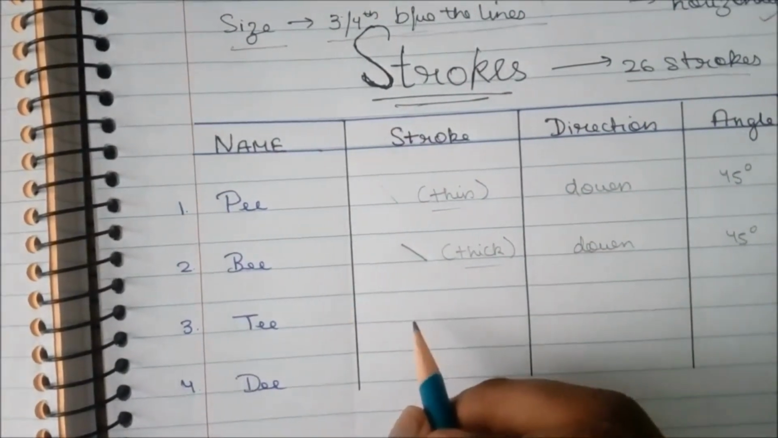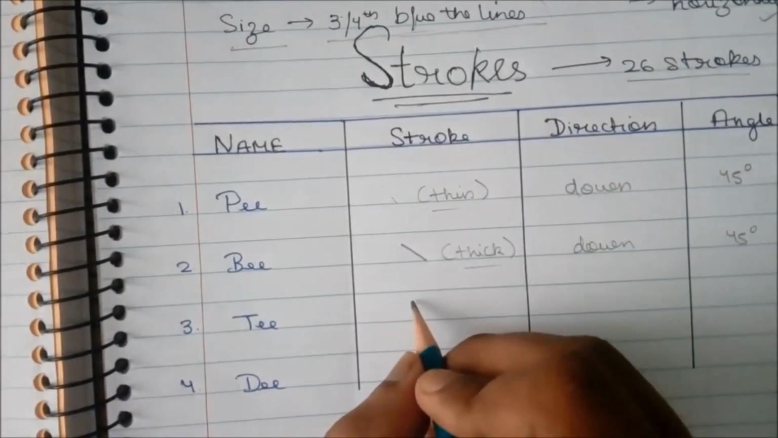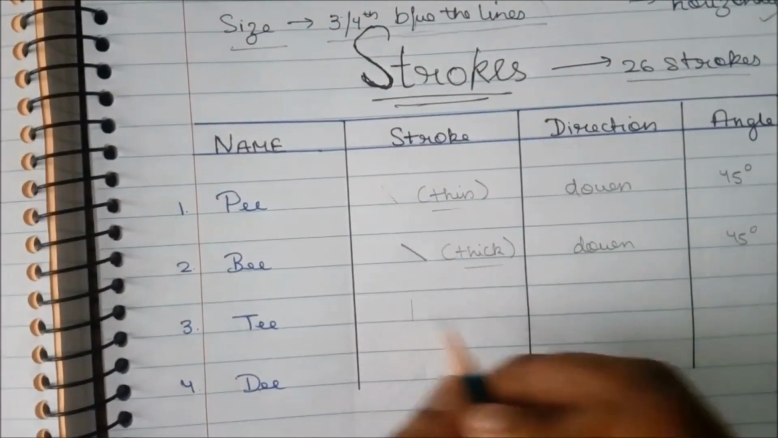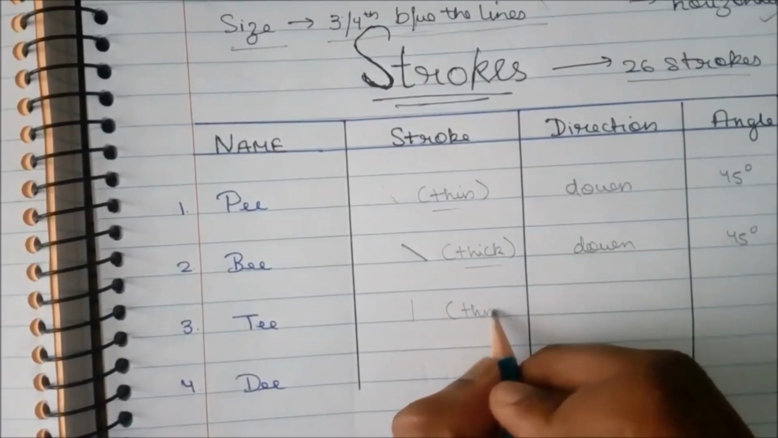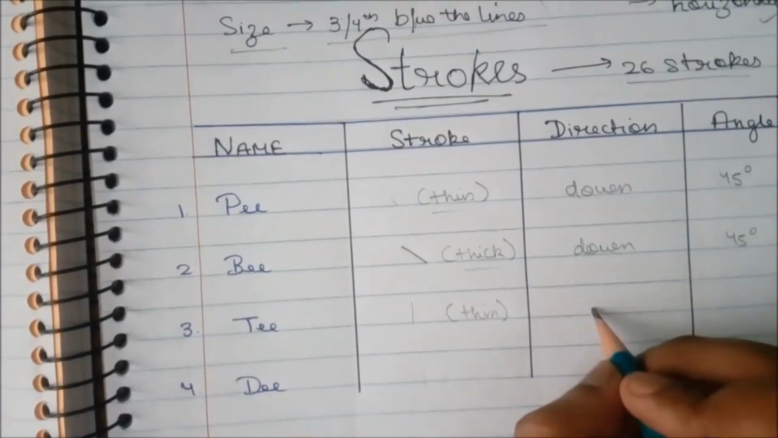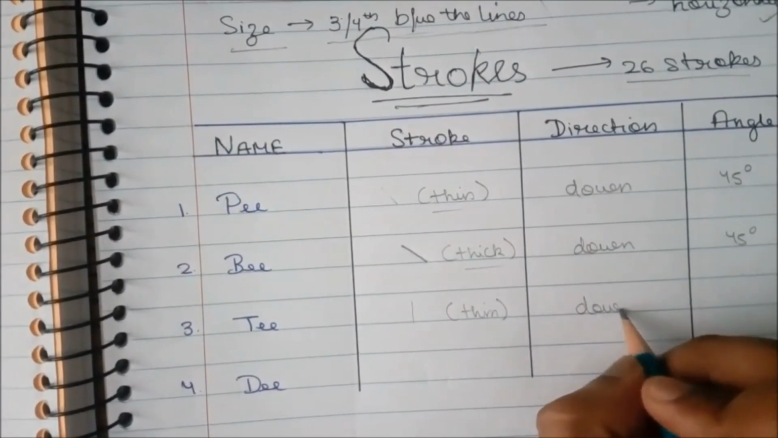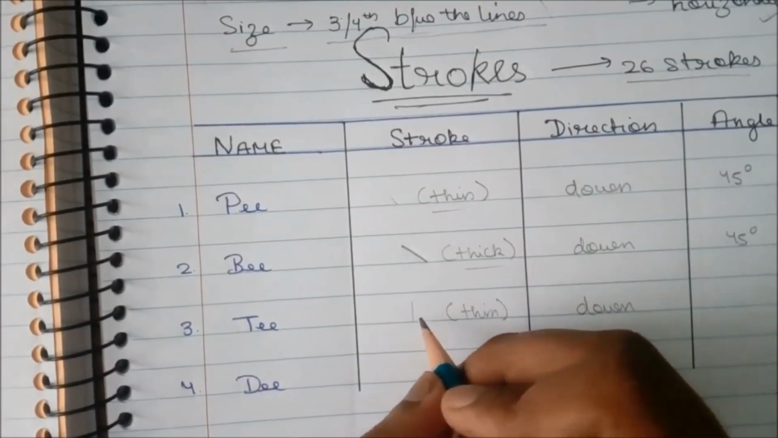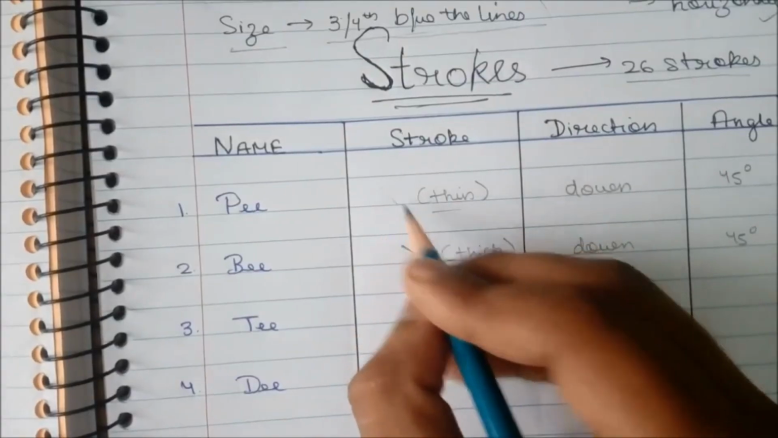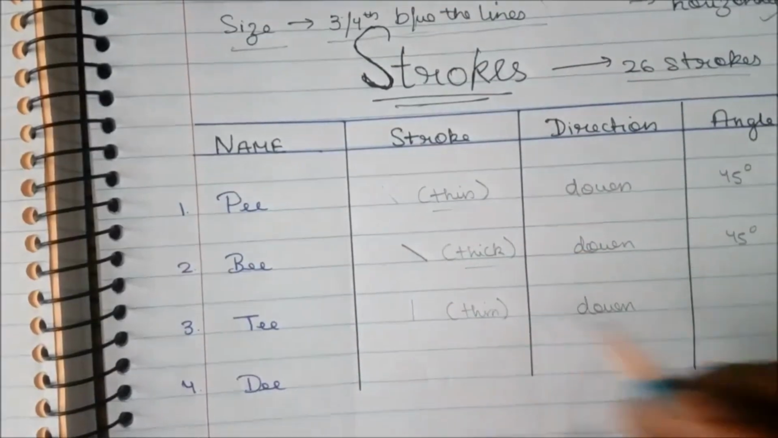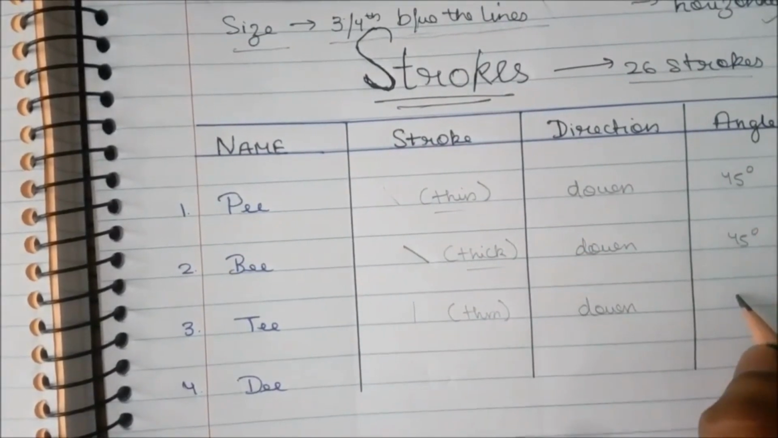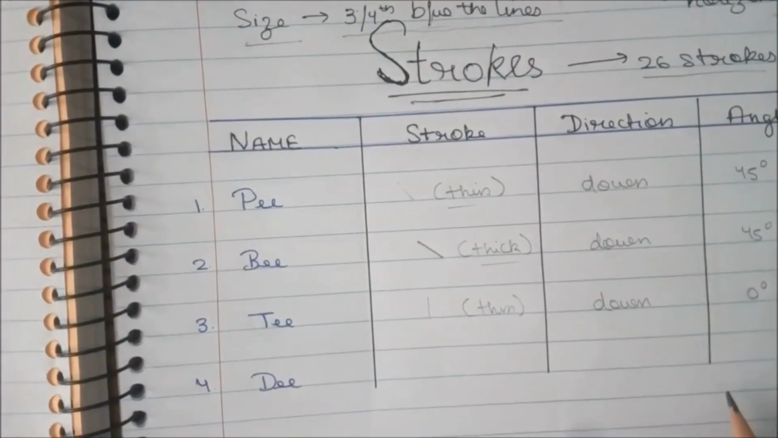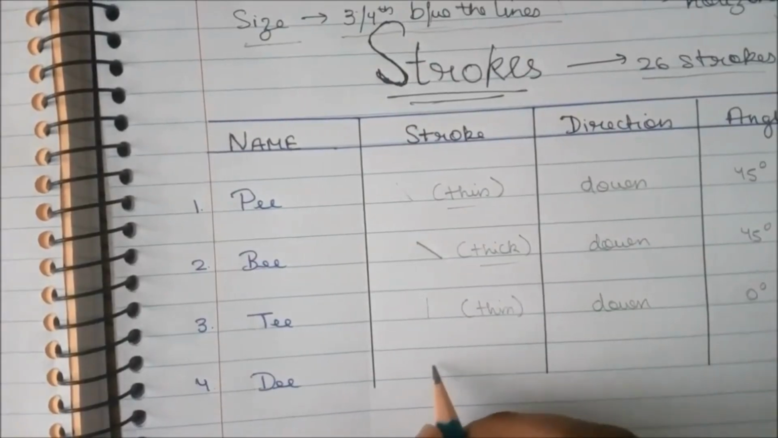So the next stroke is T. It is a thin stroke and its direction is downwards. By direction I mean that we have to draw it downwards, like in the P and B stroke also we have drawn it downwards, and its angle is 0 degree from the vertical.